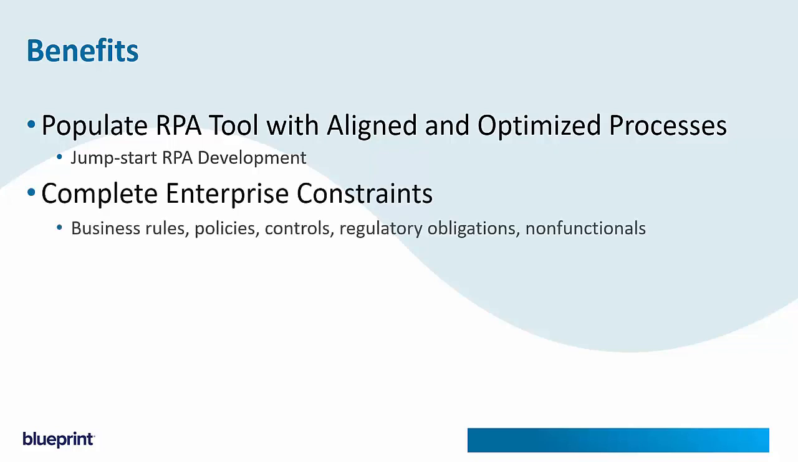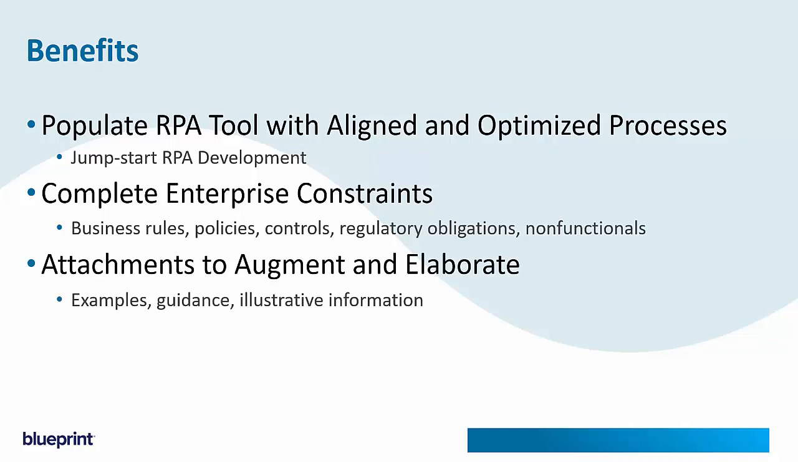These processes also adhere to the multitude of enterprise constraints like regulatory obligations, corporate policies, business rules, controls, non-functional requirements to provide complete, precise information on what's to be automated. And they can have any number of attachments to clarify and extend upon information that's in the process, such as example or guidance information, to help the RPA developer stay aligned with what's needed by the business.